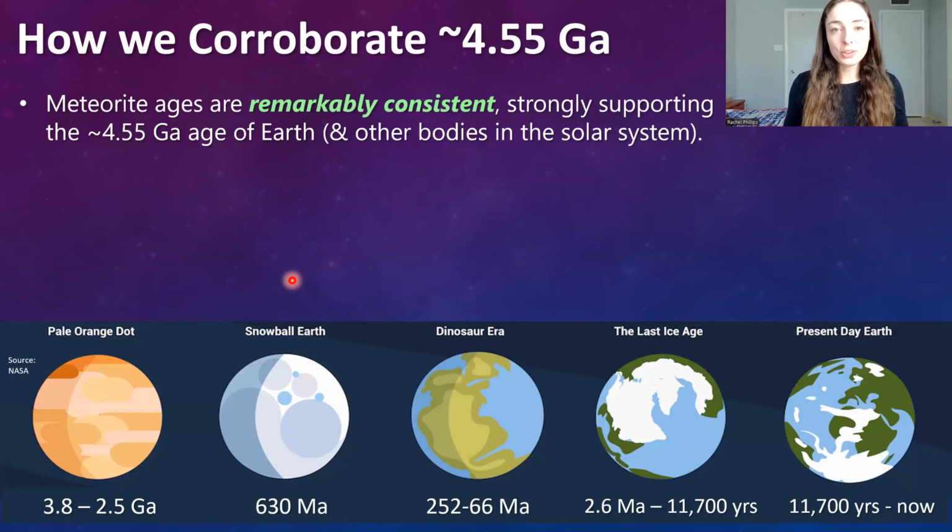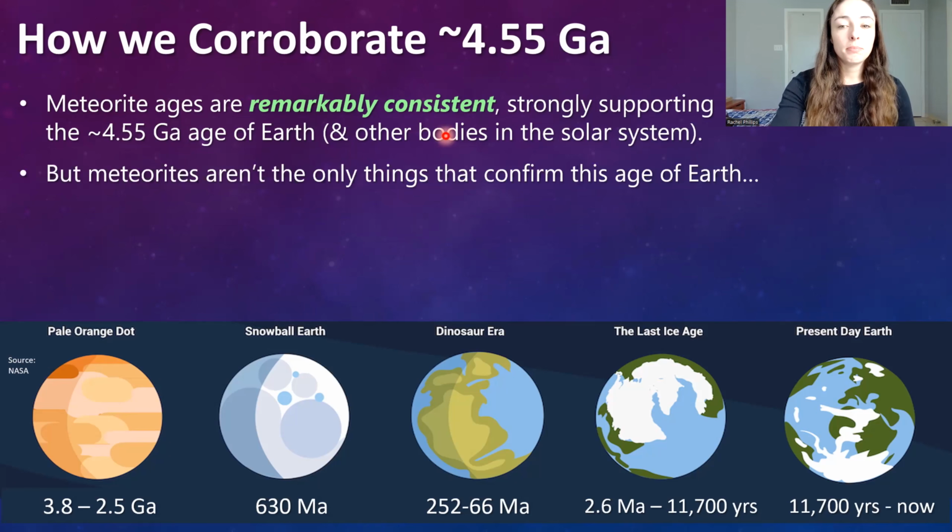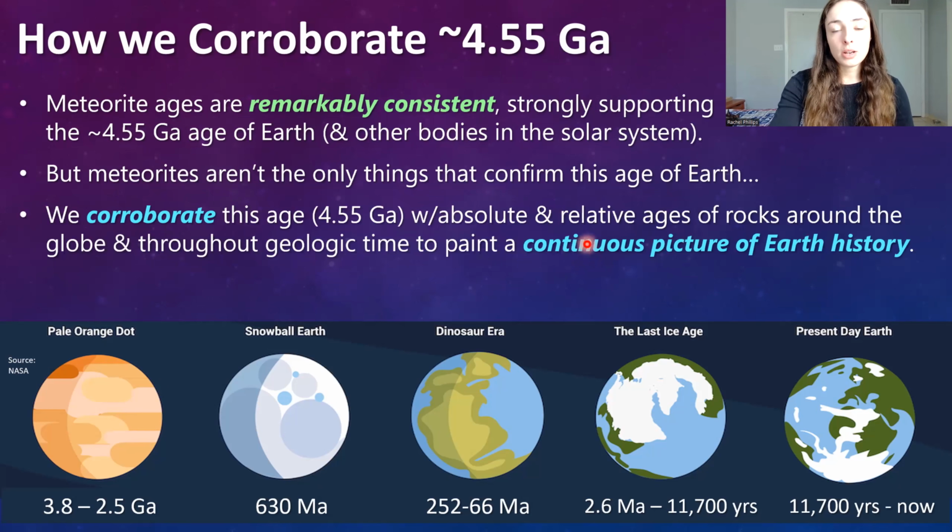But getting back to Earth, because that is the point of this video, as I am Geo girl, not universe girl. So we can corroborate this age of 4.55 billion years, not only by using other meteorites, because they are remarkably consistent, but also using the absolute and relative ages of other rocks around the world, as well as throughout geologic time. So both temporally and spatially differentiated rocks we can use to basically paint a continuous picture of Earth's history, which corroborates the 4.55 billion years, because we can see that it took this amount of time for all of the major events on Earth to occur.